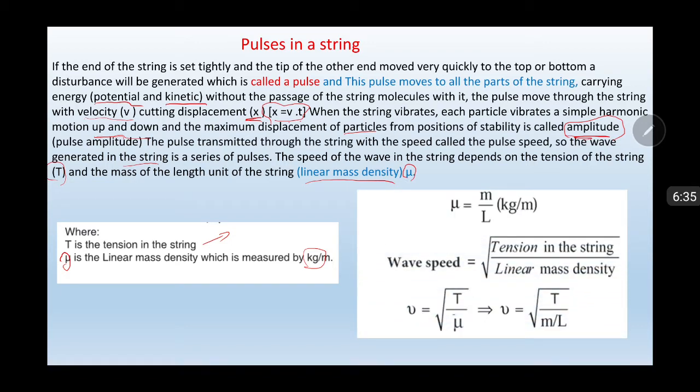We are using the equations. Linear mass density equals m over L, do you remember? Mass, and L meaning length, kilogram and meter. Wave speed equals tension in the string over linear mass density, or speed equals square root of the tension in the string over linear mass density, or using another similar equation, speed equals square root of tension in the string over m over L.